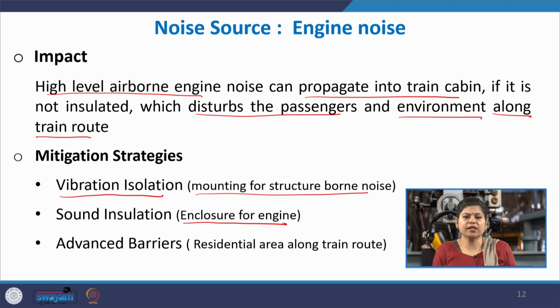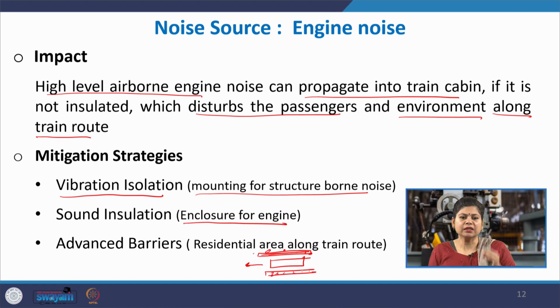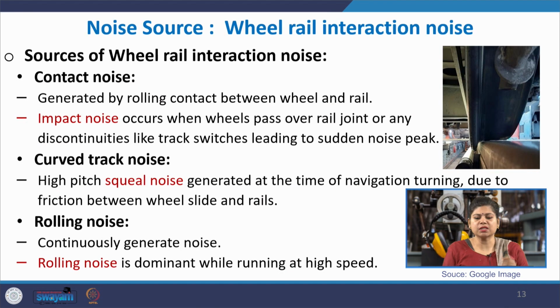If there are residential areas present along the train route, suppose this is your train that is moving and there are some residential areas, then typical barriers can be installed on both sides to isolate the train noise from propagating into the residential areas nearby. The other source of noise is the wheel rail interaction noise, as seen in this picture.